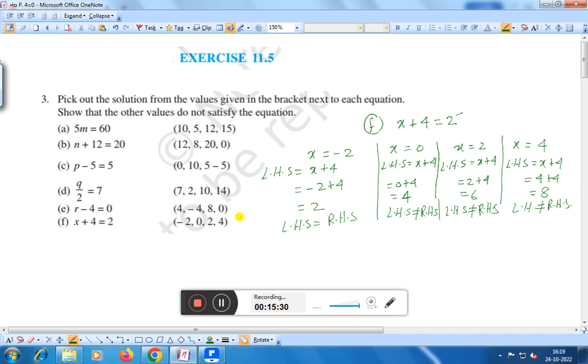Therefore we can say that x is equal to minus 2. Minus 2 is the solution of the equation.